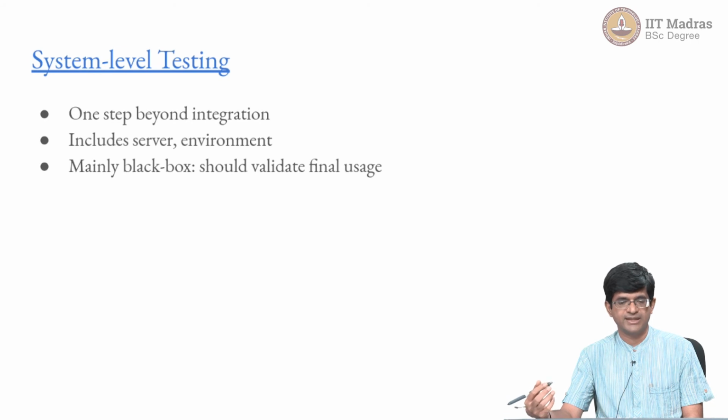For the most part, system level testing should be done for validating final usage, which means that you are mostly looking at black box testing, right? You want to be able to see whether the final user interface is working out the way that you want it to be, okay? So it's related in some ways to integration testing, but it's not something that you would directly do just when you commit code. System level testing actually requires deploying it to a server, okay?